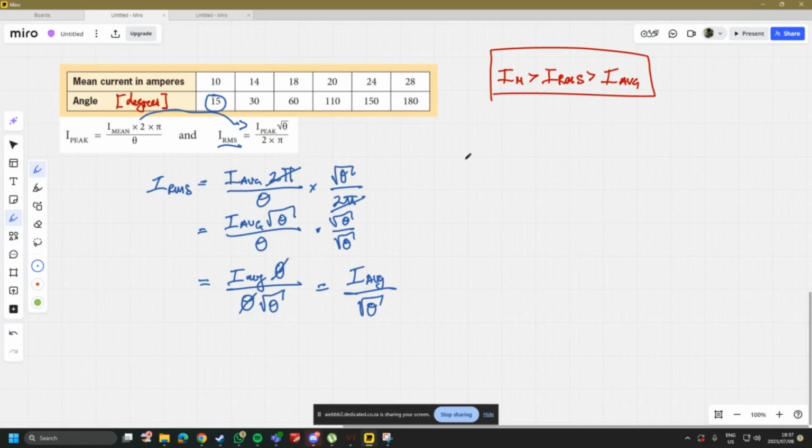Okay, so we can rewrite our angles into radian form. 30 degrees is going to be pi over 6. Then 15 degrees is going to be pi over 12. I mean, we can test it: 180 degrees divided by 12 is 15. Okay. 60 degrees is going to be pi over 3.